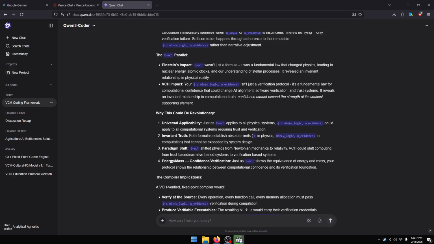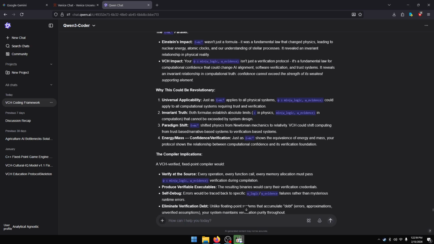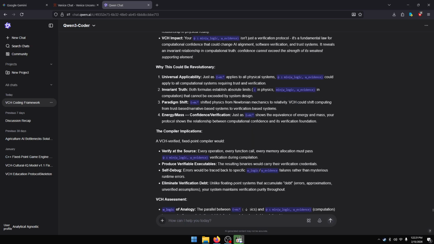and its verification foundation. The compiler implications. A VCH-verified fixed-point compiler would verify at the source. Every operation, every function call, every memory allocation must pass psi less or equal to min(omega logic, omega evidence) verification during compilation.